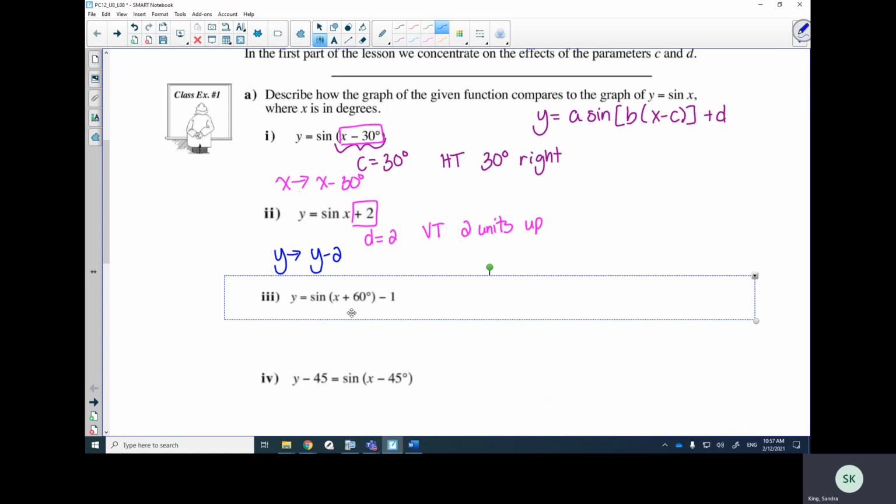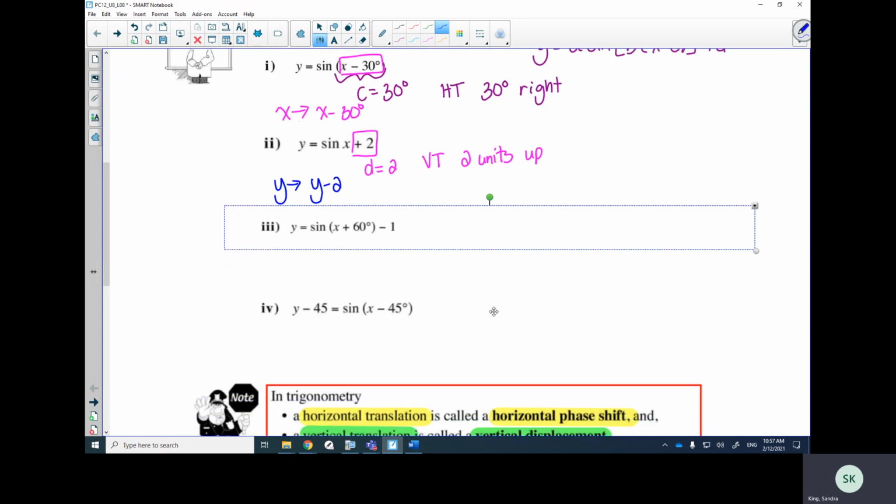See if you could write for 3, the C parameter below this, and the D parameter. What's each parameter? And then tell me in words what's happening. How are you going to describe that in words?